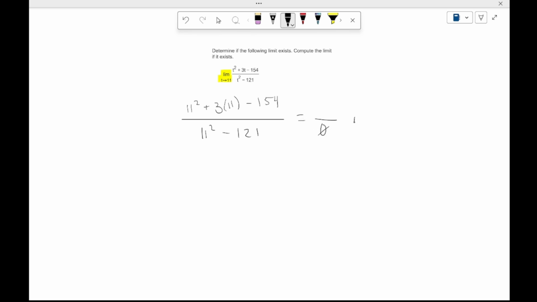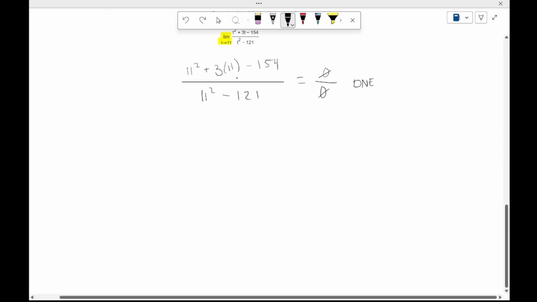So it already does not exist because you can't divide by 0. However, let's see what the top equals. 11 squared is 121 plus 11 times 3, which is 33, minus 154. 121 plus 33 is 154, so it's going to be 0 again. 0 divided by 0 is not a real thing. So this limit does not exist, right? That's the answer? No. The limit does exist. You just cannot plug in 11. So we must find a creative way around this.